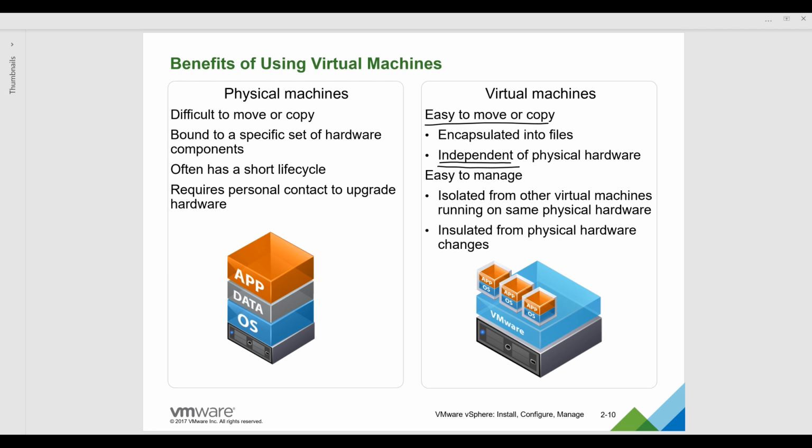Now, if we go back to physical machines: we just saw virtual machines are easy to move and copy, but physical machines are not. They're bound to a specific set of hardware components, meaning your network card is separate, and your storage, which is your hard drive, is separate. So if that fails, you've got to replace the network device in this physical PC.